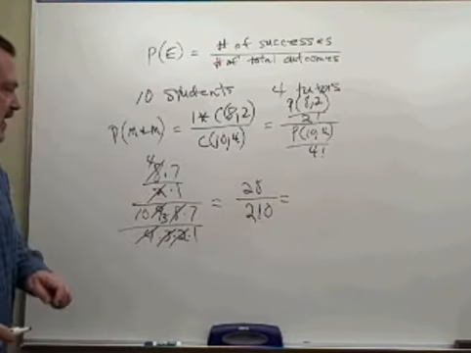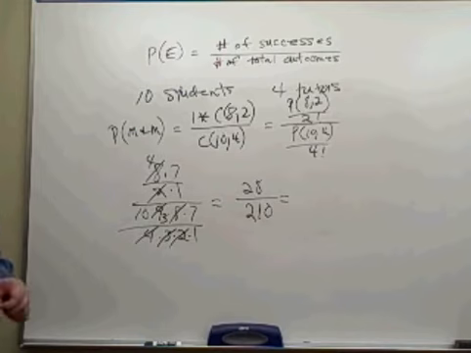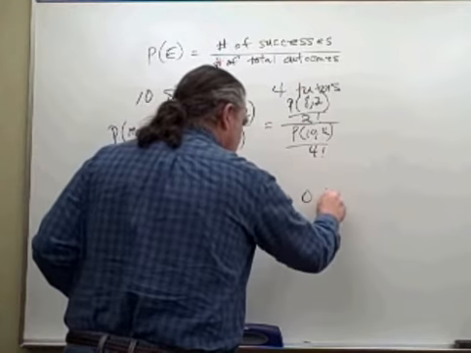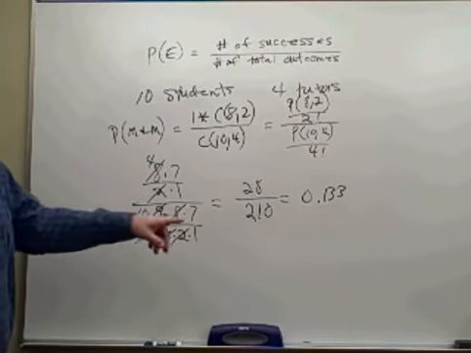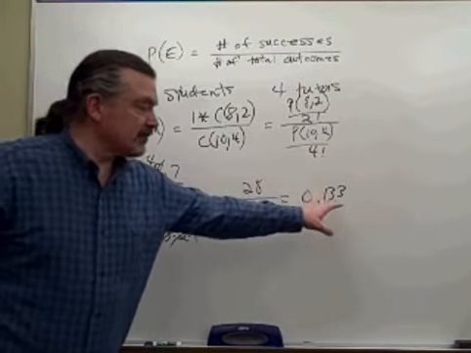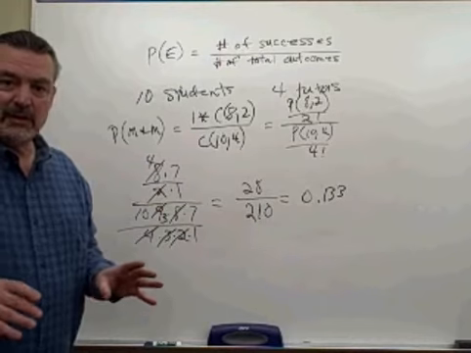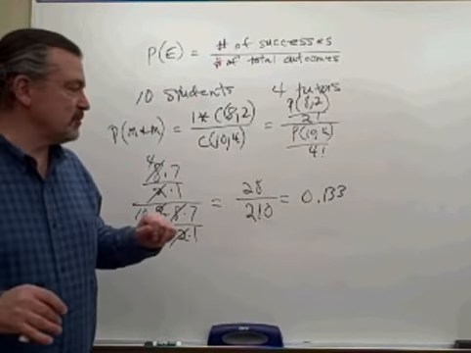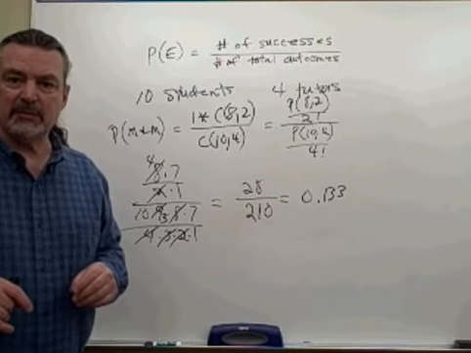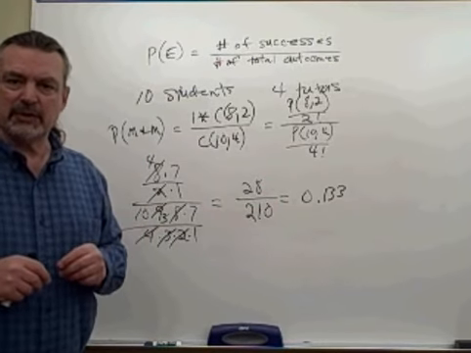So 28 out of 210, if we switch it to a decimal, it's 0.133, which tells us that roughly 13% of the time, when we're choosing those 4 tutors out of those 10 students, Mark and Melanie would be included in that group.